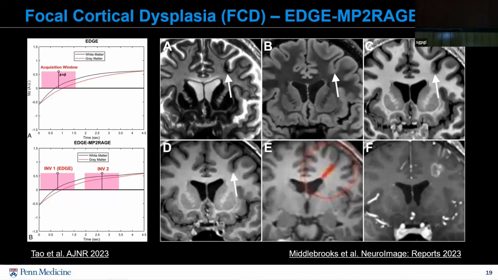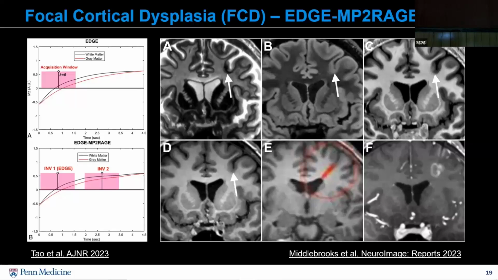Now, MP2RAGE is a sequence that we typically get for high-resolution T1 weighted imaging at 7T because of correction of signal inhomogeneity. And it uses 2 inversion pulses. And what they've done is incorporate the EDGE part as the first of the 2 inversion pulses so that we can also get this sequence in about the same amount of time.